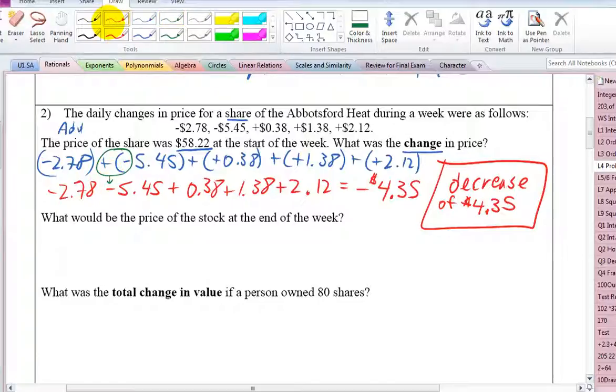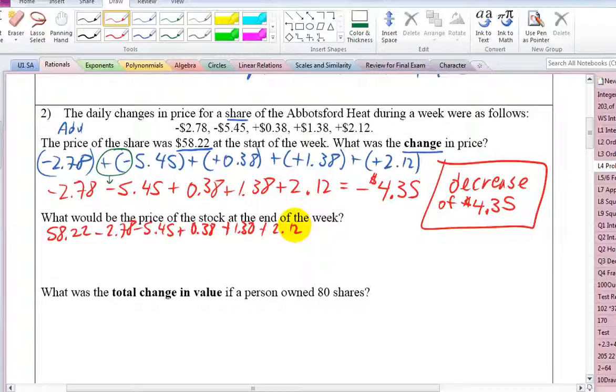Okay, so then it asks now, what's the price at the end of the week? So you could caveman it. You could do it this way, $58.22, and you could go minus 2.78 or add the negative. Don't write this down. Minus 5.45 plus 38 cents plus $1.38 plus $2.12. You could totally do that. Just add or subtract each day according to whether the price was increased or decreased.